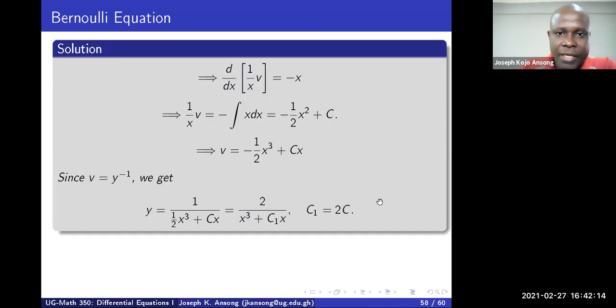So basically that is how you solve a Bernoulli equation. You divide through by the y to the n term, make a substitution for the product of y and the p term there, and then you can transform it to a linear equation and use the technique of linear equations to solve it. That is basically the procedure.